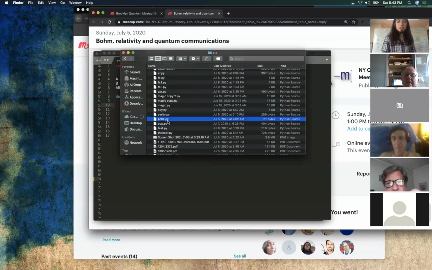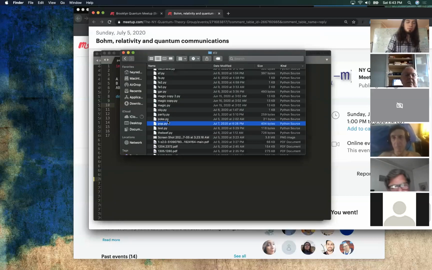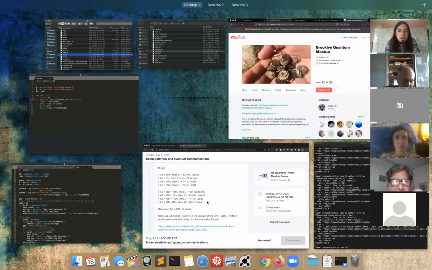My point before was something like, arguably it's the indeterminism that makes it so that you can't transmit information with entanglement. We don't believe in indeterminism. Bohmian mechanics is deterministic.